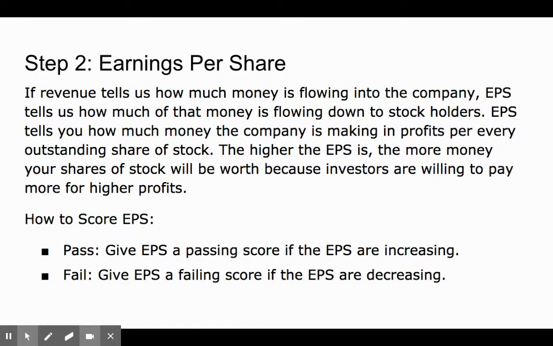Moving on to step two. Earnings per share. If revenue tells us how much money is flowing into a company, earnings per share tells us how much of that money is flowing down to shareholders. EPS tells you how much money the company is making in profits per every outstanding share of stock. The higher the EPS is, the more your shares of stock will be worth, because investors are willing to pay more for higher profits.